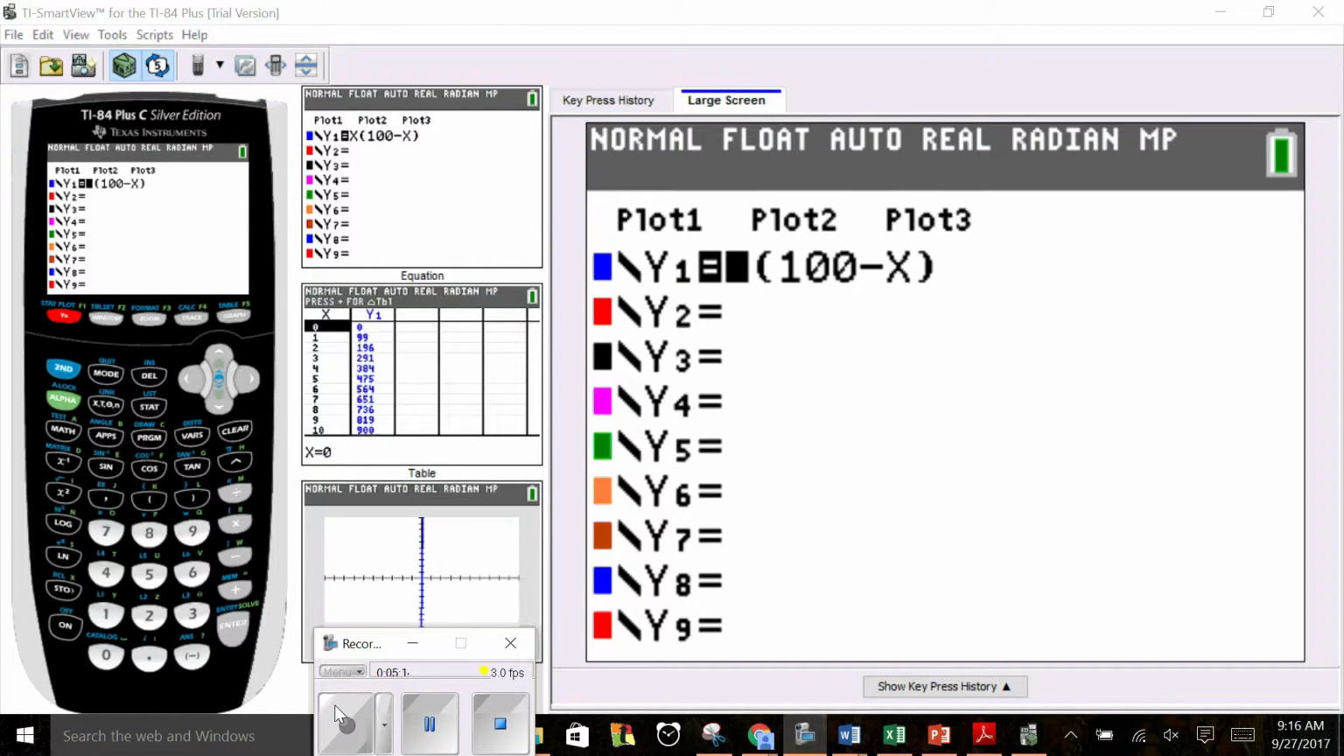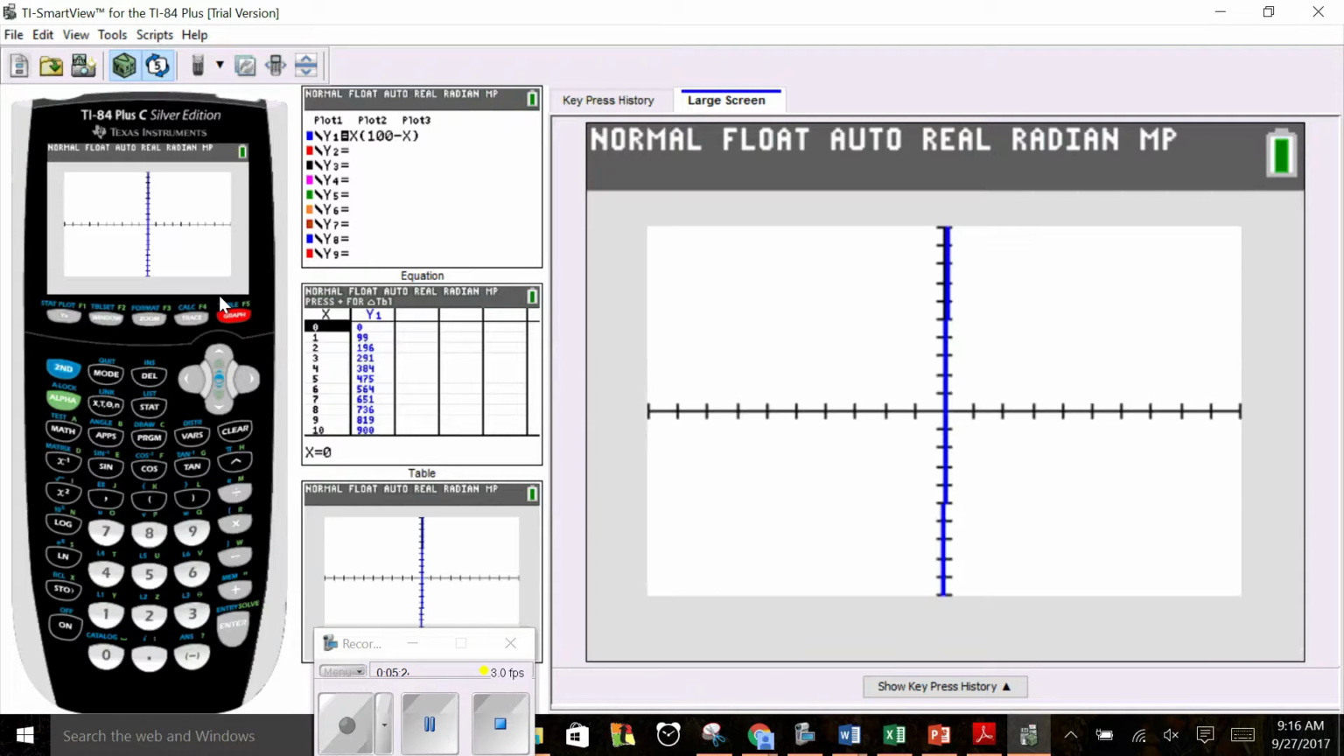Okay, our next task is going to be to graph this equation. And so I put it in y equals here. You can see on the calculator, put in x times (100 minus x). And then when we hit graph, watch what happens. So I'll bring up the graph here.